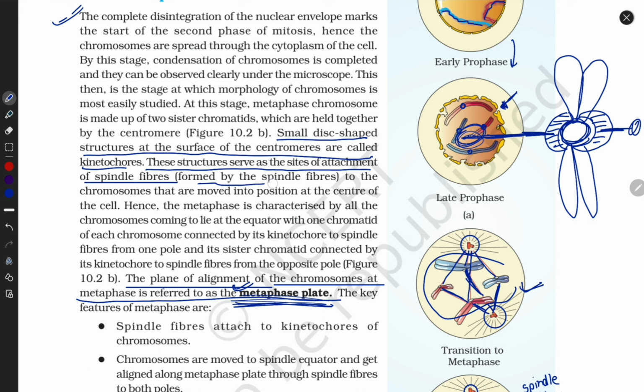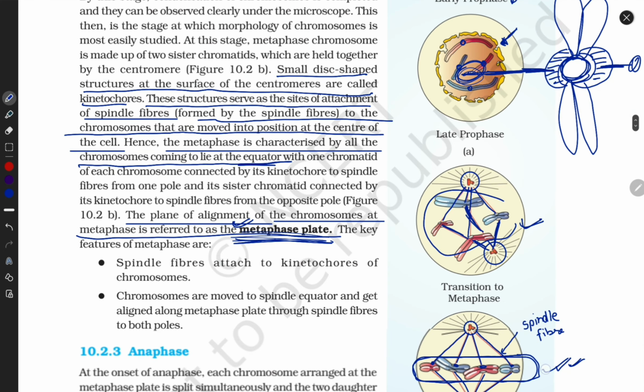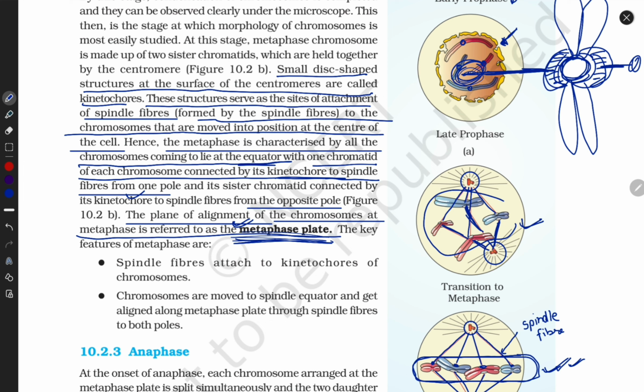Okay, the spindle fibers pull the chromosomes and move them into position at the center of the cell. The metaphase is characterized by all the chromosomes coming in line at the equator. Yeah, they arrange in the equator, with one chromatid of each chromosome connected by its kinetochore. Yes, guys, they connected with their kinetochore to spindle fiber from the one pole. Look at here, this is the one pole and this is the other pole. One pole and the opposite side of pole they connected with.